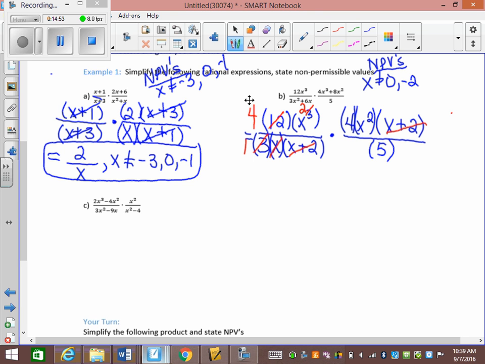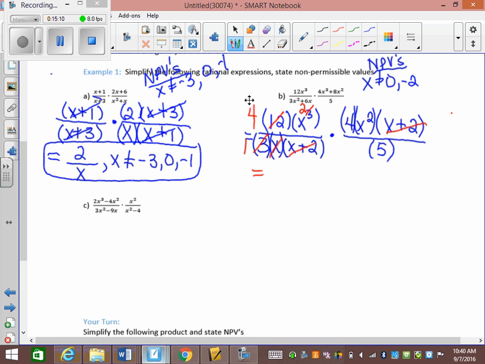On the bottom, I have a 5. That's all that's left in the denominator. Can I take a 5 out of anything up there? Doesn't look like it. So let's see what I have left over. Sometimes you find out in the next step you still could simplify more. That's okay. There's nothing wrong with that if you don't take out all of the biggest stuff right away.